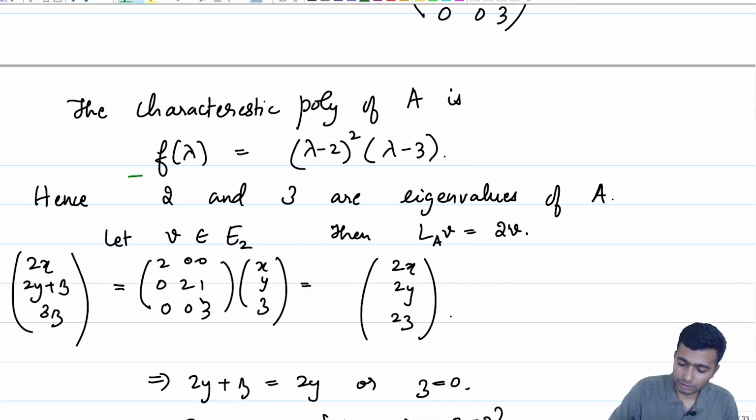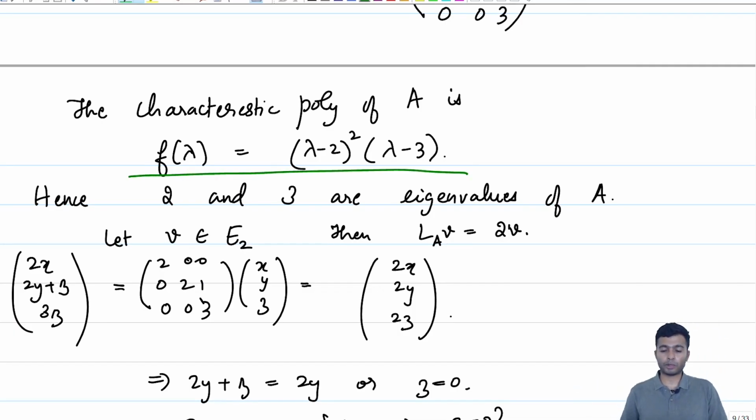Example 3 has the characteristic polynomial given by (lambda minus 2) the whole square times (lambda minus 3). There are two different eigenvalues here, namely lambda naught equal to 2 and lambda naught equal to 3. The multiplicity of the eigenvalue 3 is equal to 1, that is the largest number k such that (lambda minus 3) to the power k divides our f of lambda. And similarly, the algebraic multiplicity of the eigenvalue 2 is equal to 2.